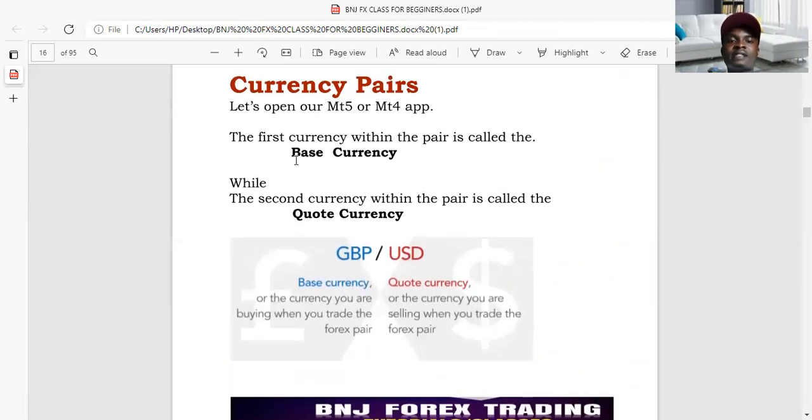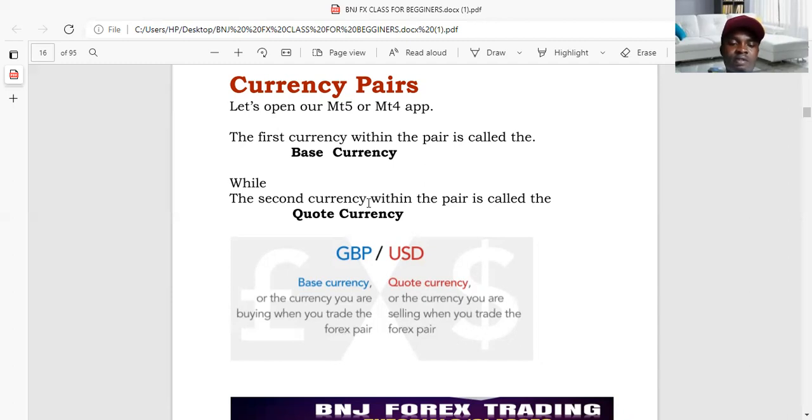We said the first in a currency pair, the first currency, just like we said in our previous class, is called the base currency, while the second currency within the pair is called the quote currency. The quote currency. I don't know if you can see this. Don't worry, in our next class, I will make it visible.